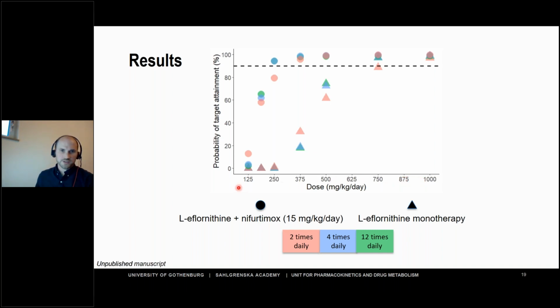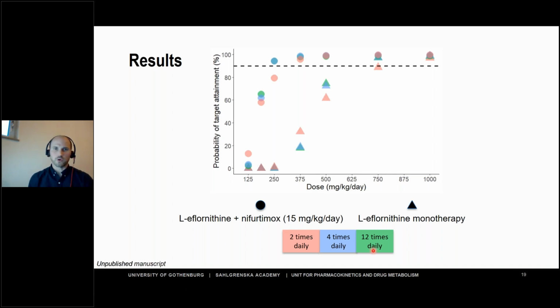So what you can see from here is that L-eflornithine as monotherapy, symbolized by triangles, you need doses that are around 750 mg per kg per day, and there are different colors based on how often you dose the drug. So the red symbols indicate that you dose L-eflornithine 2 times daily, blue is 4 times daily, and green is 12 times daily.